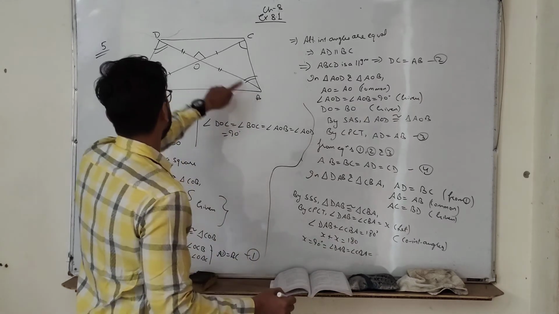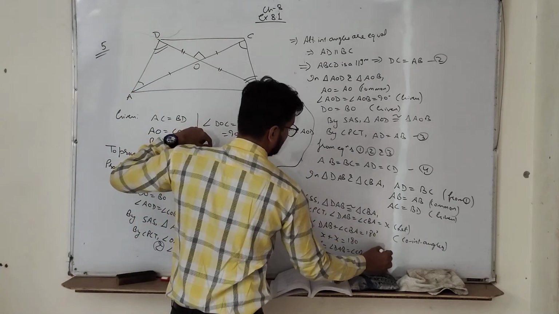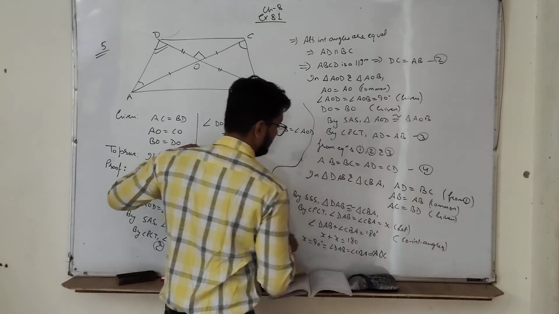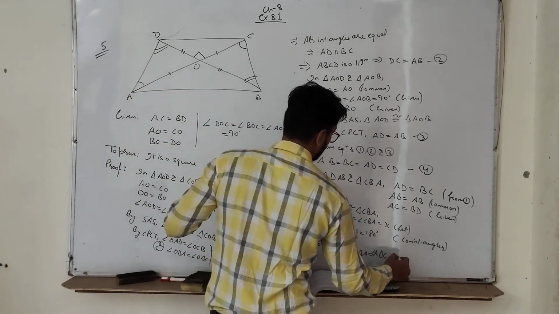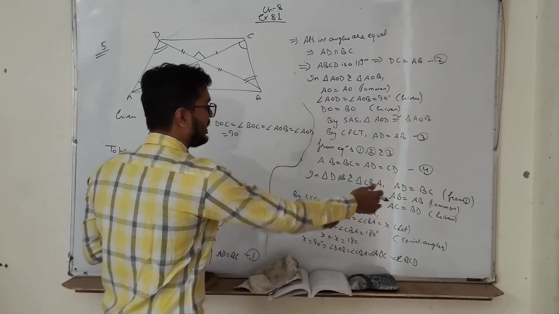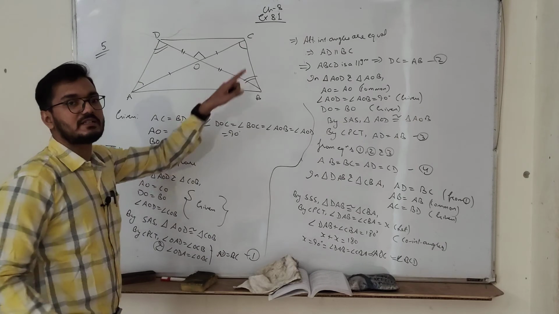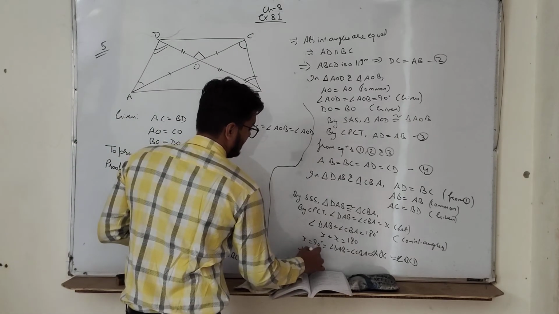So angle DAB is equal to angle CBA is equal to 90 degree. Now angle opposite to CBA is angle ADC, and angle opposite to A is angle C, so angle BCD. So if all four angles are equal to 90 degree and all four sides are equal and it is a parallelogram, this implies ABCD is a square.